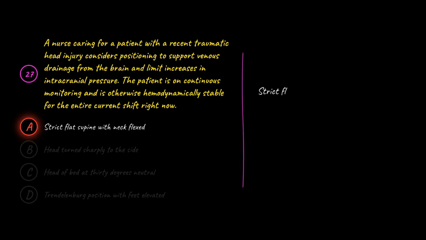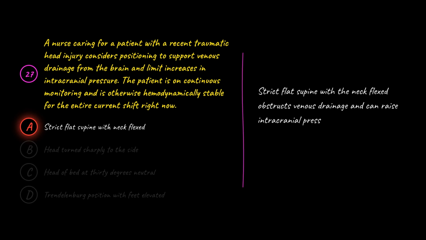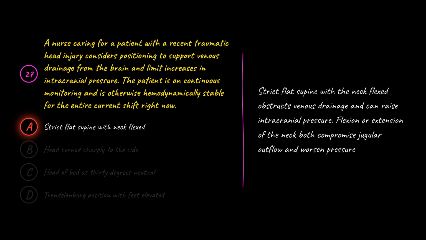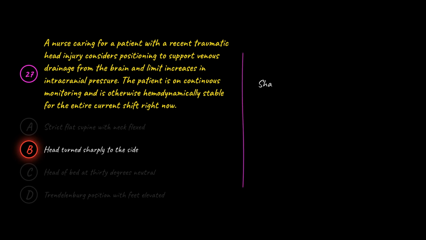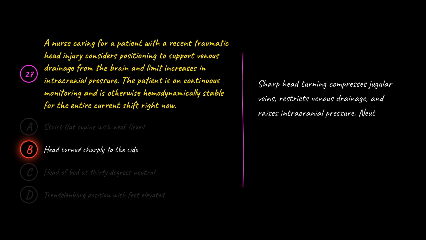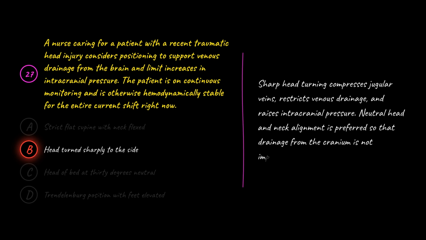A is wrong because strict flat supine with the neck flexed obstructs venous drainage and can raise intracranial pressure. Flexion or extension of the neck both compromise jugular outflow and worsen pressure inside the skull. B is wrong because sharp head turning compresses jugular veins, restricts venous drainage, and raises intracranial pressure. Neutral head and neck alignment is preferred so that drainage from the cranium is not impeded by the neck position.